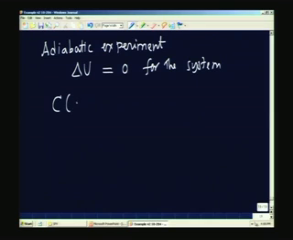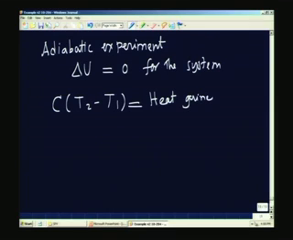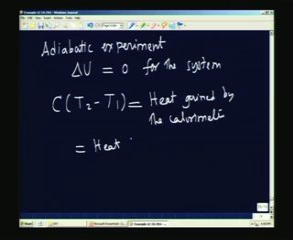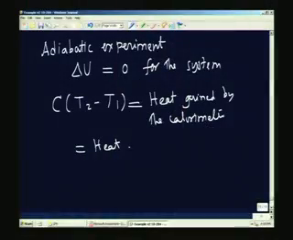So, I can say that C into (T2 minus T1) is the heat gained by the calorimeter. This must be the same as the heat released by the fuel, because it is an internal arrangement. There is no change in the internal energy of the entire system. It is just that the heat released by the fuel during combustion is simply shared by the calorimeter.